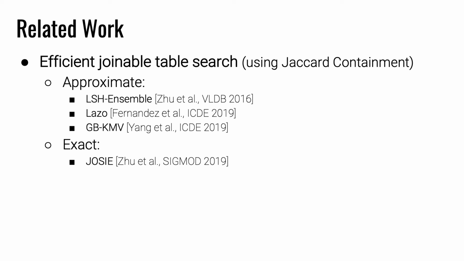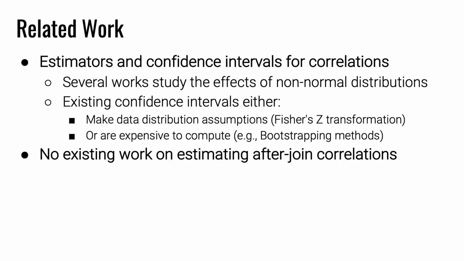There are several works that are related to our research. The closest are papers that propose efficient methods for finding tables that have high overlap between the join keys. These methods typically rank tables using Jaccard containment scores, which we also use as a baseline. While approaches such as LSH Ensemble, Lazo, and GB-KMV are hashing-based methods that solve the approximate version of the joinable table search problem, JOSIE is an efficient query processing algorithm that solves the exact version. Correlation sketches complement these methods. After finding joinable tables, our sketches can be used to re-rank tables based on correlations.